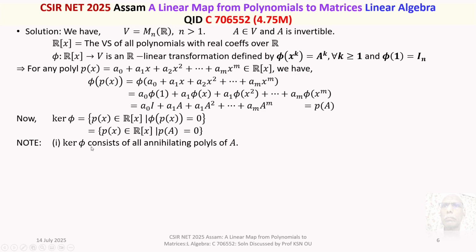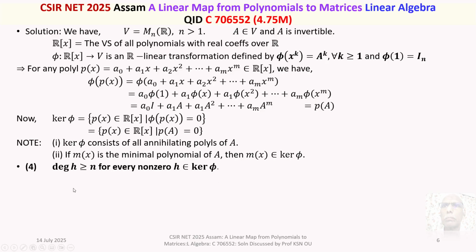So, ker phi consists of all annihilating polynomials of a, and obviously, if m(x) is the minimal polynomial of a, every minimal polynomial is also an annihilating polynomial. Therefore, m(x) belongs to ker phi. Now, let's look at option 4: for every non-zero h belongs to ker phi, the degree of h is greater than or equal to n.